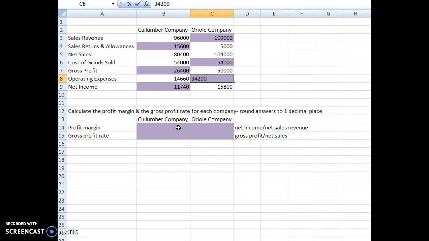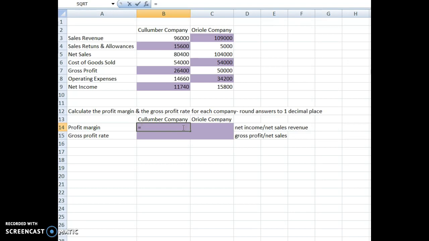So part B of this assignment is asking for your profit margin and gross profit rate for the two companies. This is another reason why I like Excel, because I can hit wrong information on a calculator, and this just does it for me. For your profit margin, I've got the calculations over on the right here. Your profit margin is your net income divided by your net sales.